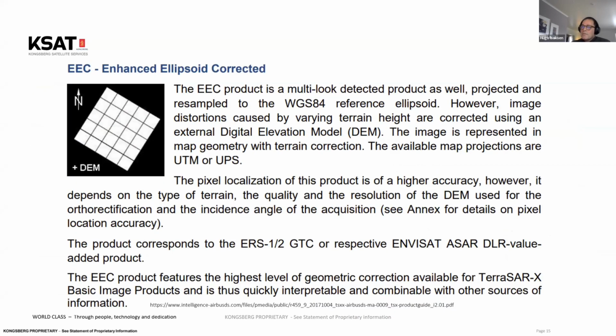And there's a possibility, if you are onshore and you have elevation differences in your image, it's a good idea to get an ellipsoid corrected product using a DEM, so the image is auto-rectified and the pixels are precisely located in the image.